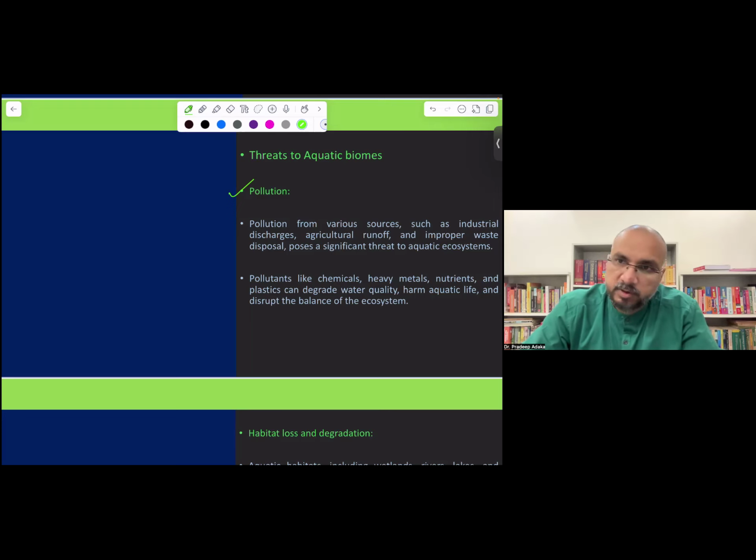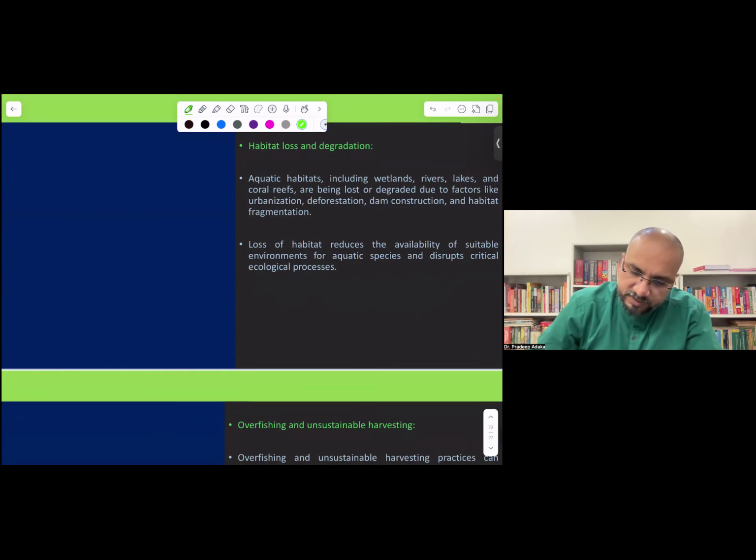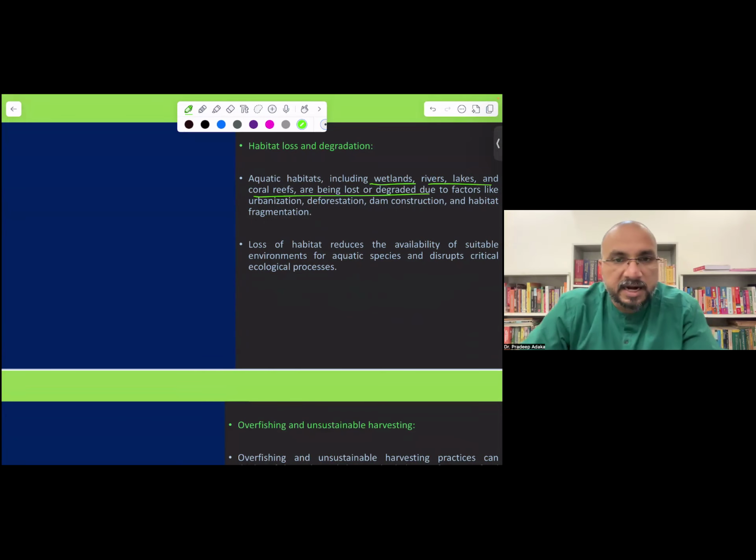Now microplastic is a very big issue. Then there is oil leakage and deep sea drilling. In oil exploration, or the tankers might have accidents and oil may spill. So various sources of pollution can harm the biome. Then habitat loss and degradation. Aquatic habitats, including the wetlands, rivers, lakes, coral reefs, are being lost or degraded due to deforestation or due to sedimentation or due to thermal pollution. All those things are there.